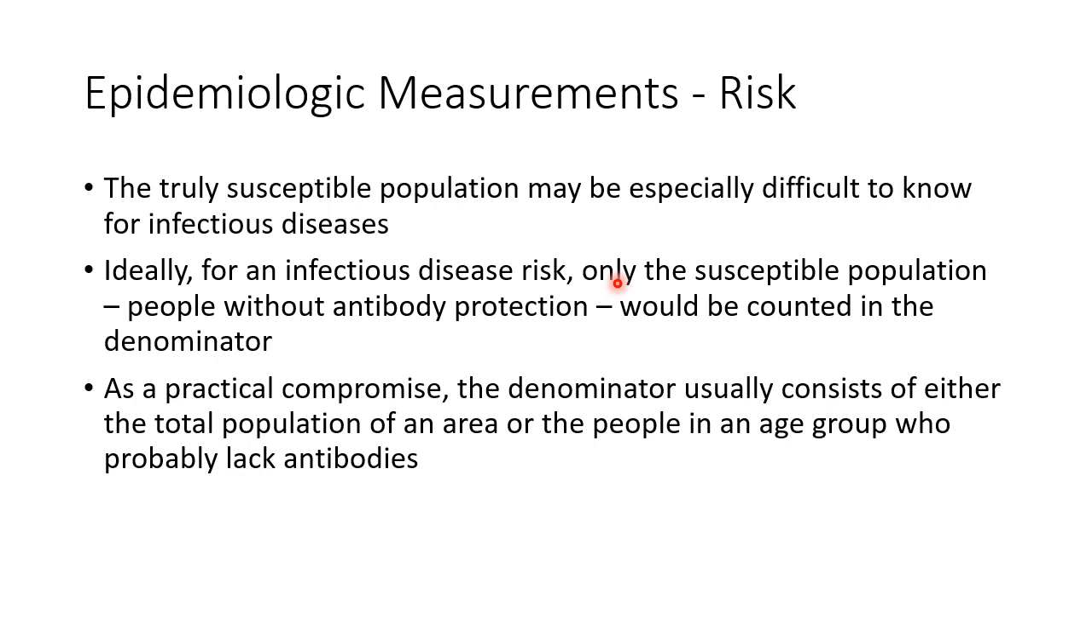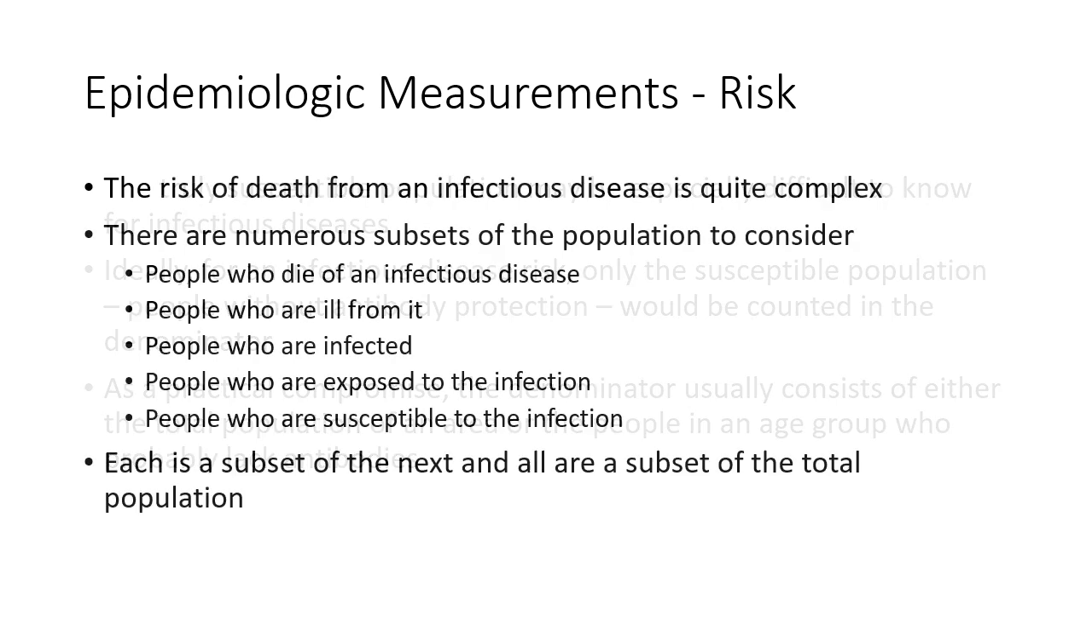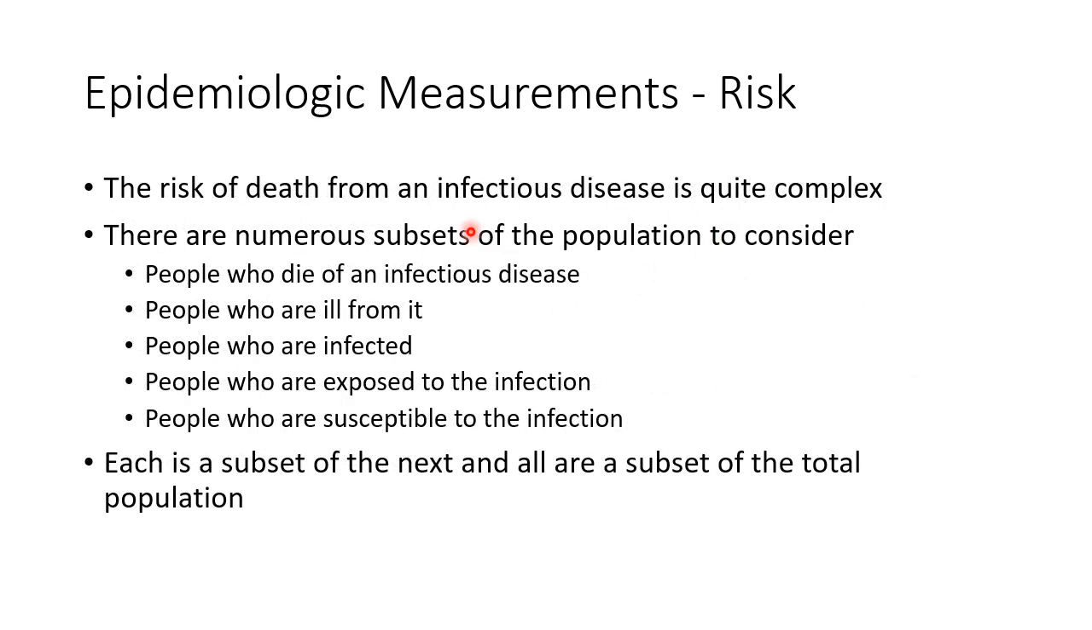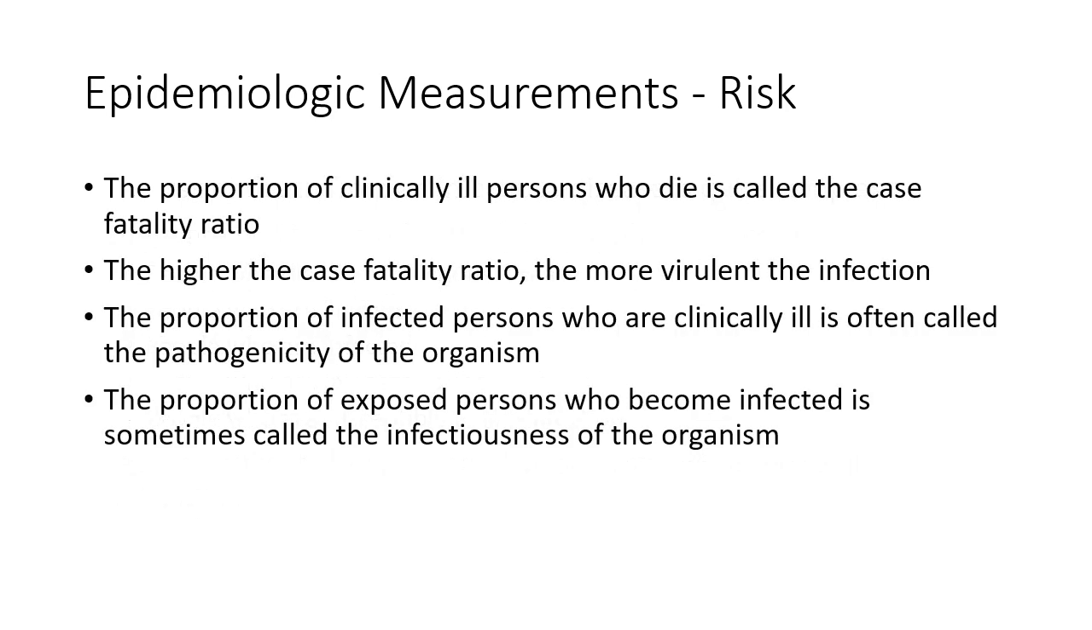And so it's important to determine what your denominator is going to be. What are you actually trying to define here, right? As I mentioned, it's pretty complex. So again, there are numerous subsets here: who dies from it, who gets ill, who gets infected, who's exposed, and then who's ultimately susceptible. Each one of these is a subset of the next one. So your denominator changes each time. Looking at different comparisons, you'll find they can tell you different things, right?